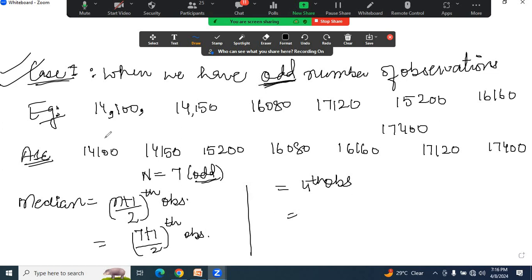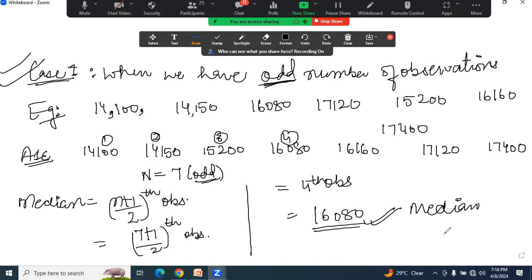So fourth observation: this is first, this is second, this is third, this is fourth. So the answer is 16080. This is the median wage. Right? This is the median wage.